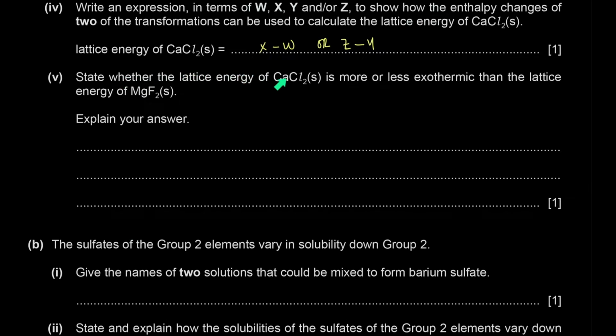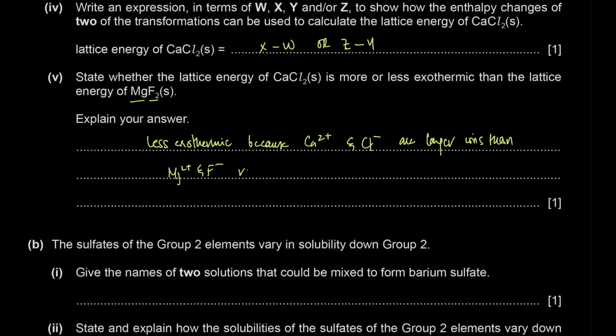State whether the lattice energy of calcium chloride is more or less exothermic than the lattice energy of magnesium fluoride. Explain your answer. Here the charges are the same, but magnesium and fluoride are both smaller ions. So for calcium chloride, will it be less exothermic or more exothermic? We have larger ions here. It will be less exothermic because Ca2+ and Cl- are larger ions, or have a greater ionic radius, than Mg2+ and F- respectively. The charges are obviously the same.